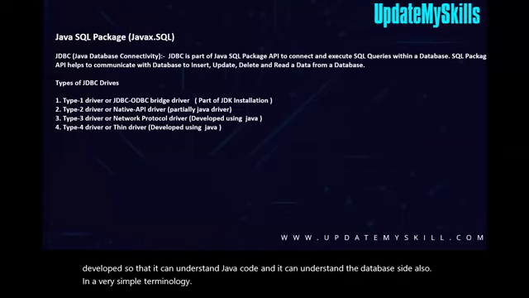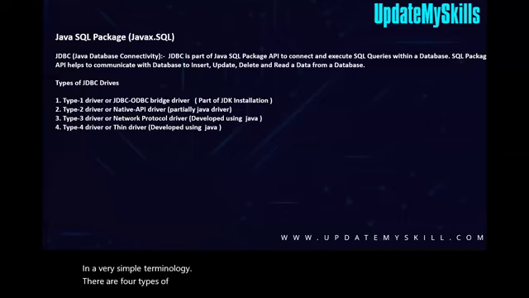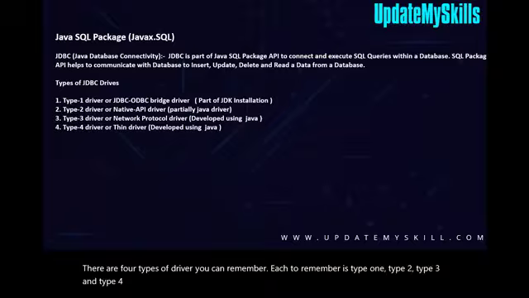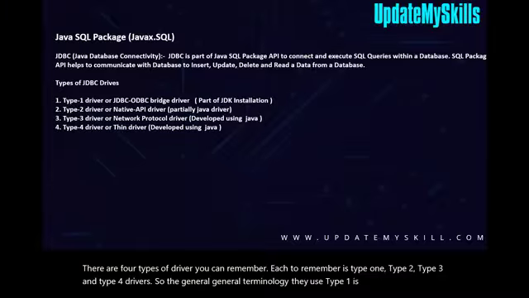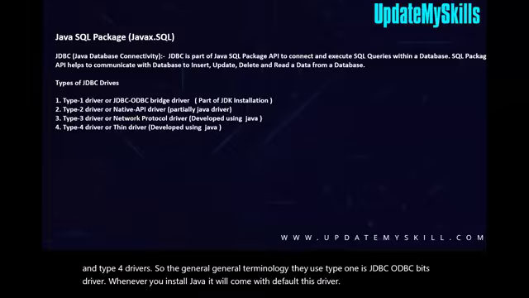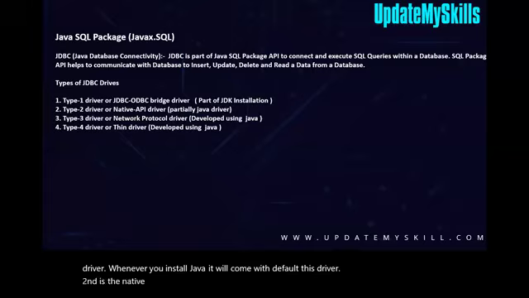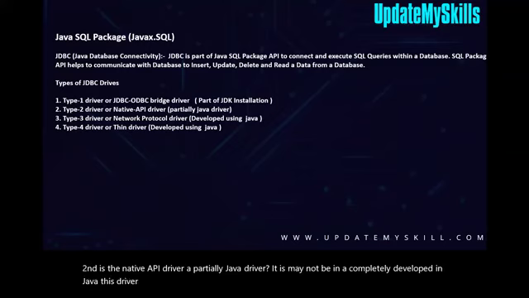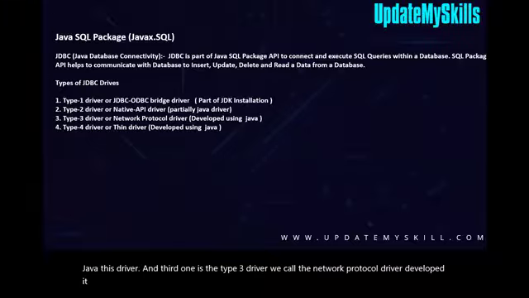There are 4 types of drivers. An easy way to remember is type 1, type 2, type 3, and type 4 drivers. The general terminology: type 1 is the JDBC-ODBC bridge driver. Whenever you install Java, it will come with this driver by default. Second is the native API driver, a partially Java driver. It may not be completely developed in Java. And third is the type 3 driver. We call it the network protocol driver, developed completely using Java.